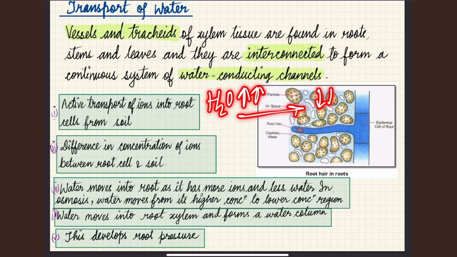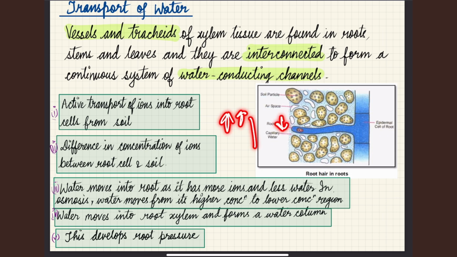So here we have to create a difference in concentration, we have to create a gradient. So what happens? The root hair actively takes up ions. Actively takes up ions means using ATP, using energy, the root hair takes up ions inside. Once the ions enter inside the root hair, the concentration of the solution of this cell sap increases. That means this becomes hypertonic.